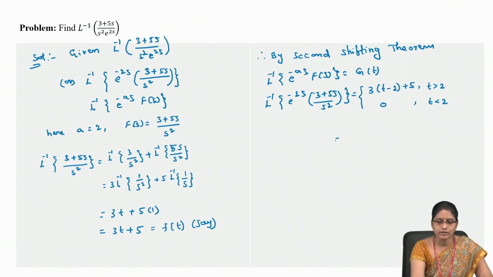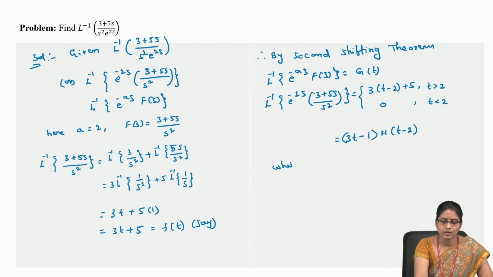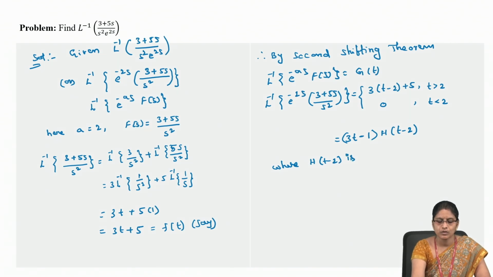Or we can write like this also, 3t minus 1 into h of t minus 2, where h of t minus 2 is unit step function.